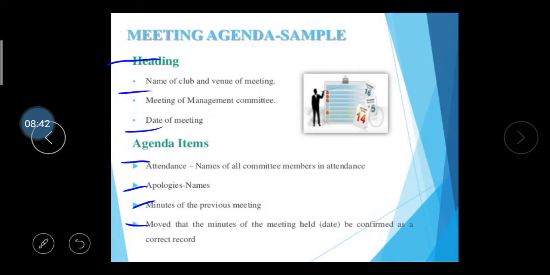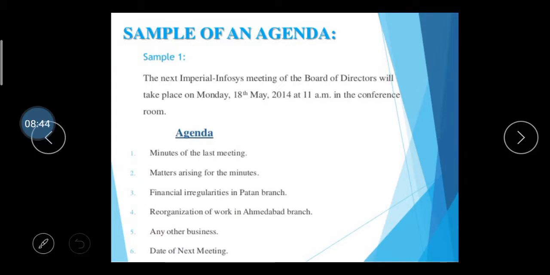Then after, here is a sample of an agenda. The meeting of the board of directors of Infosys will take place on Monday, the 18th May 2004, at 11 a.m. in the conference room. Here you can see the name of the company, then the date on which this meeting will be held, then the time of the meeting.